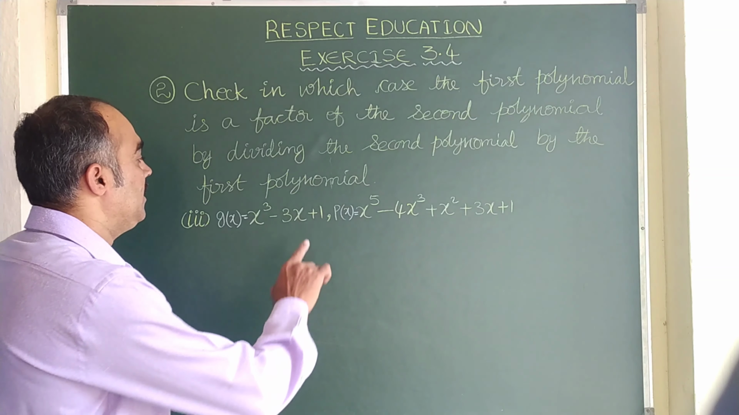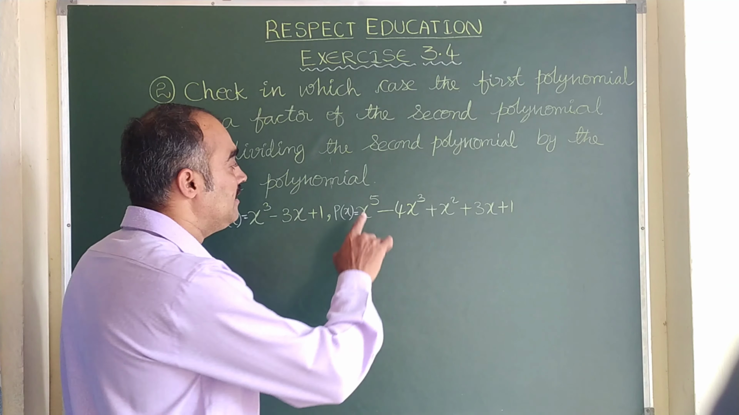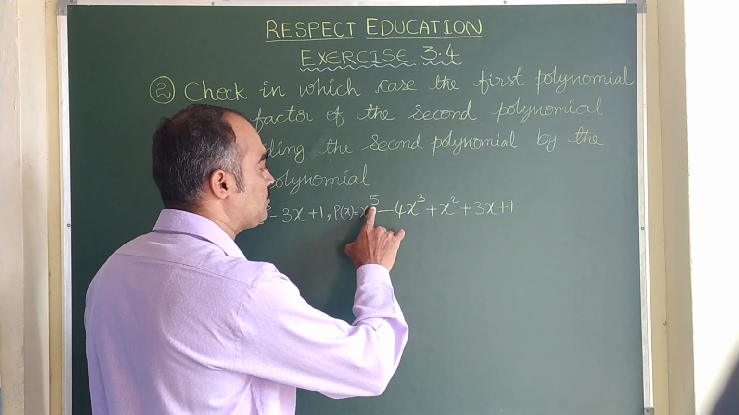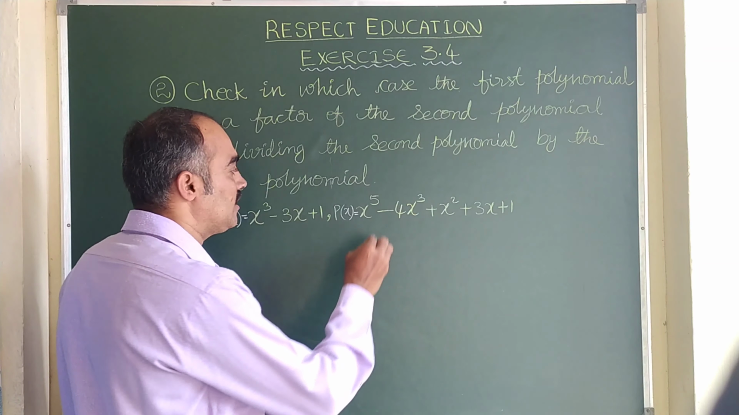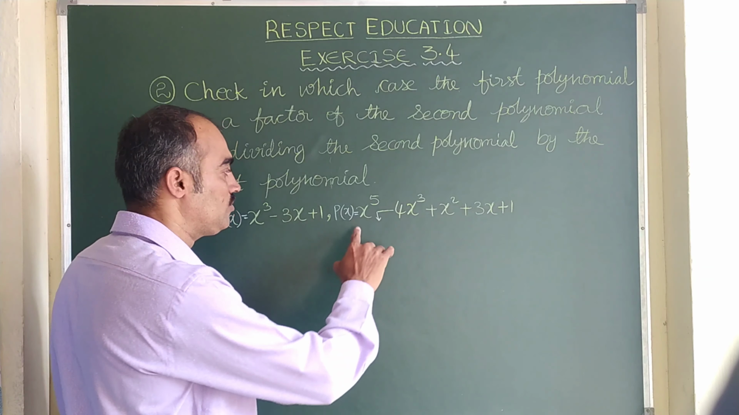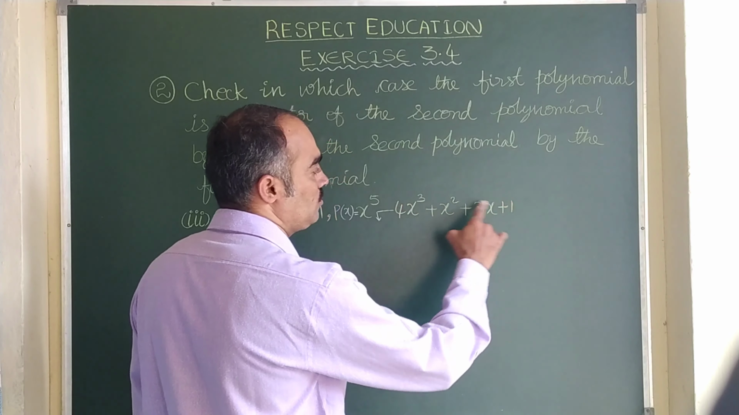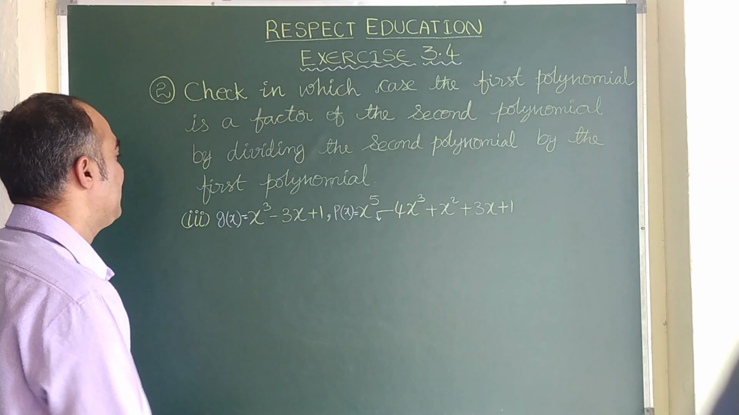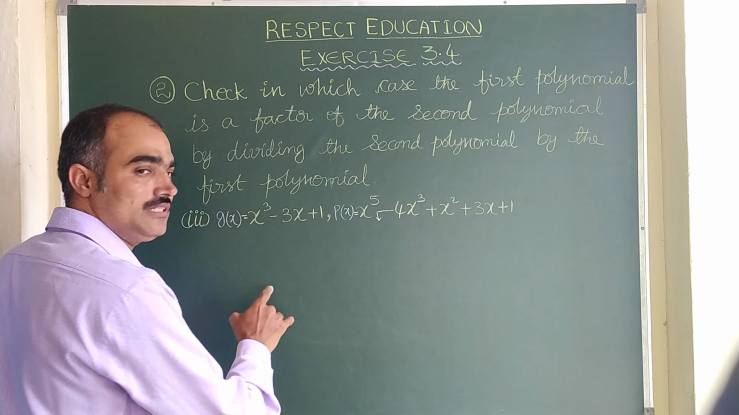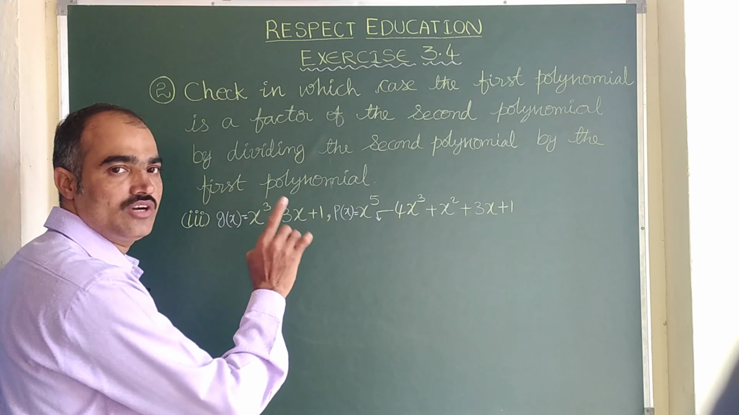Before taking it as a dividend, let us check whether the powers are in descending order or not. Here x power 5, then x cube, that means one term is missed. So let us write that term, that is 0 x power 4. Next, the powers you see are 3, 2, 1, 0, so it is correct. Here you see x cube, x plus 1. Here x square is missed, 0 x square. In the divisor, whether you write 0 x square or not, it's not a problem.